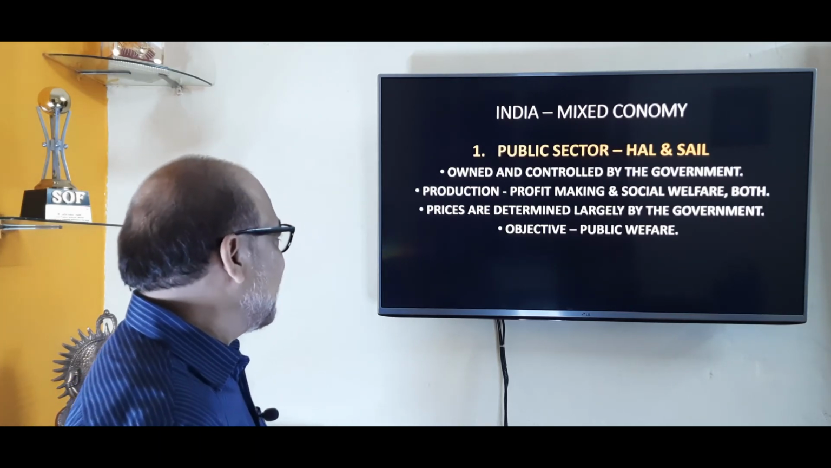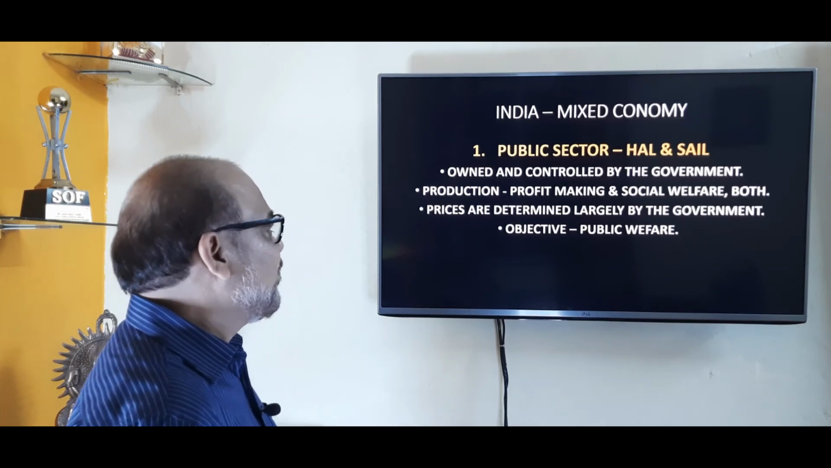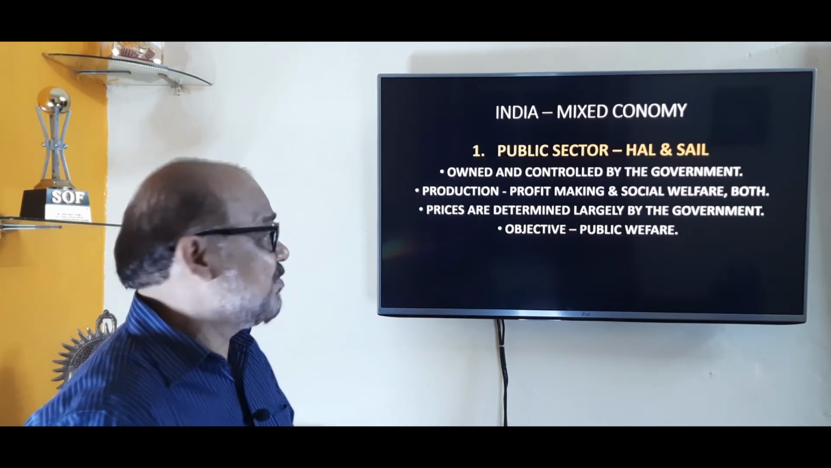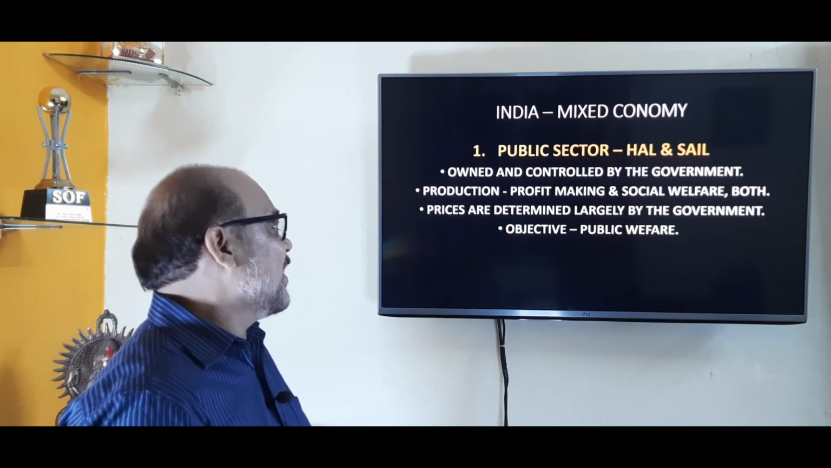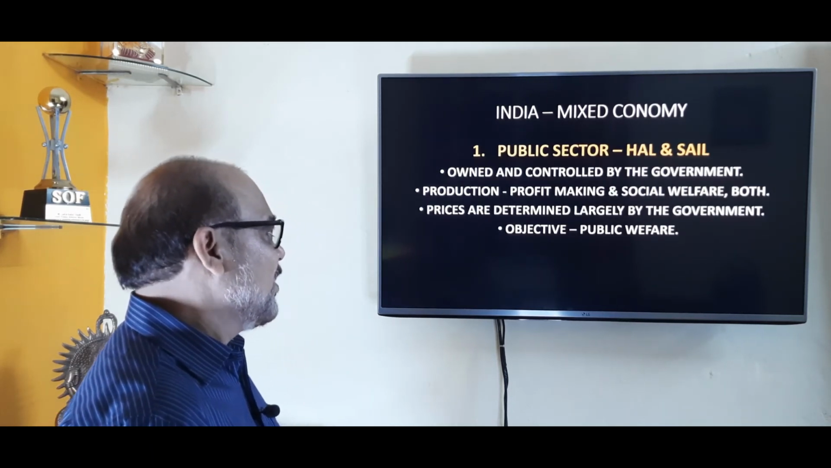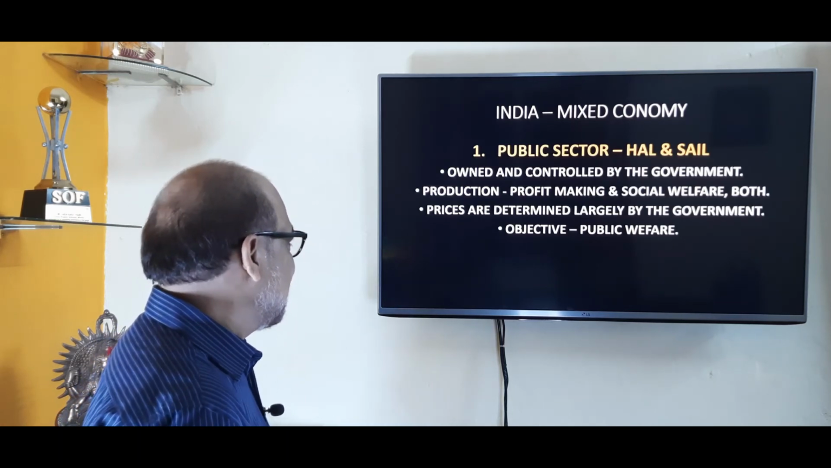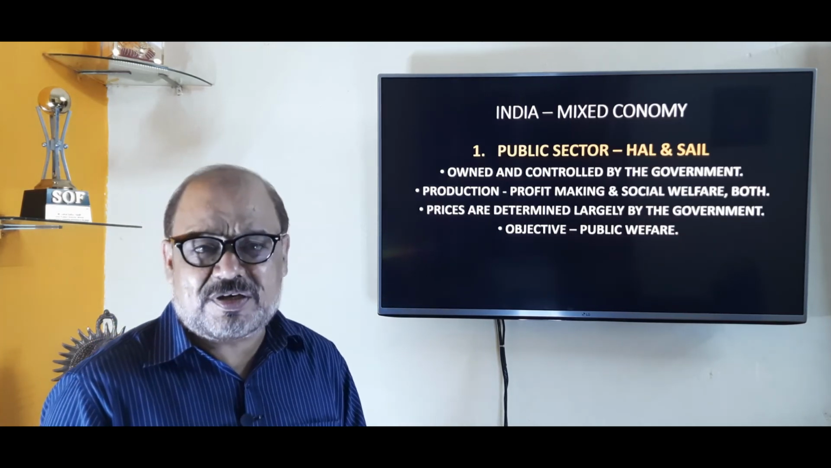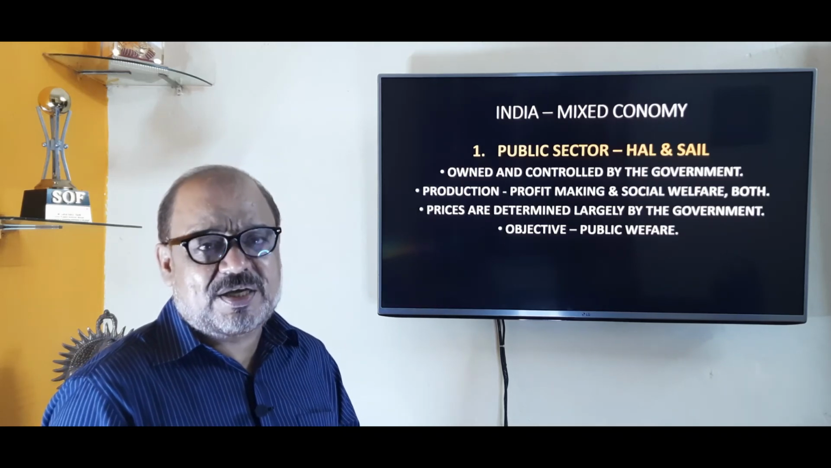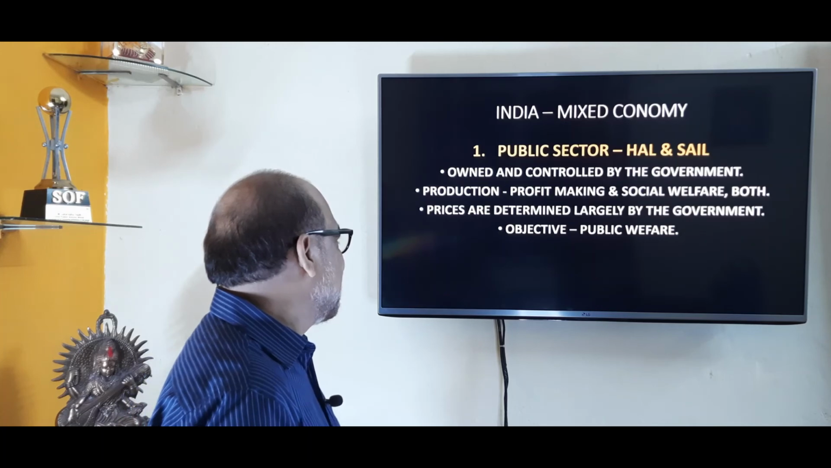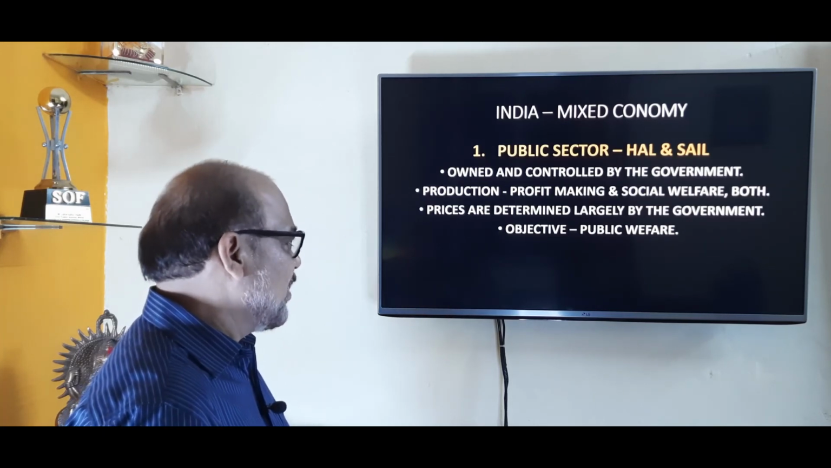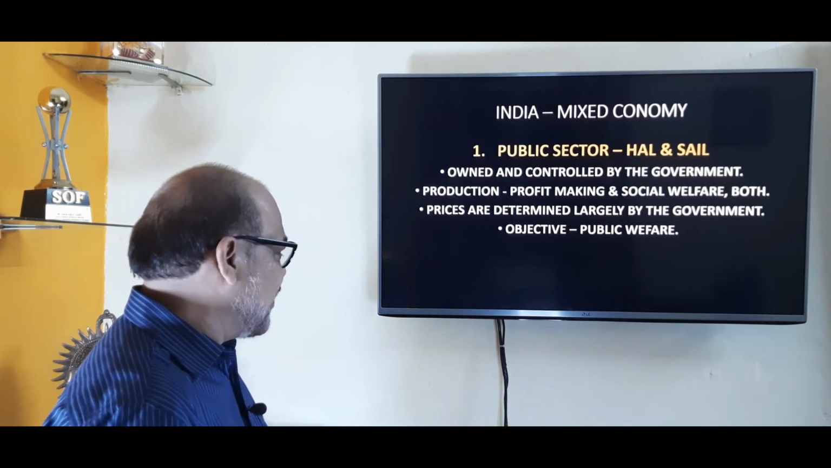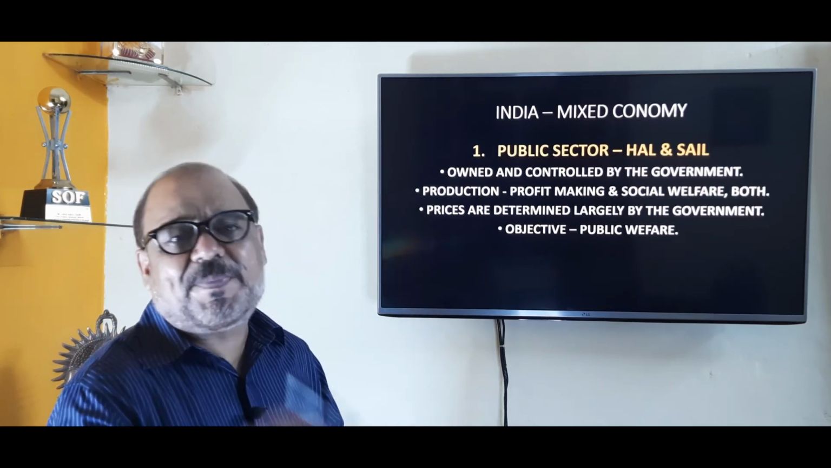In the mixed economy of India, the first sector is the public sector, as far as ownership of the production and distribution system is concerned. The examples are Hindustan Aeronautics Limited and Steel Authority of India Limited, SAIL. This sector is owned and controlled by the government. Production, profit making, and social welfare are both objectives here. Prices are determined largely by the government, and the objective of this sector is public welfare.